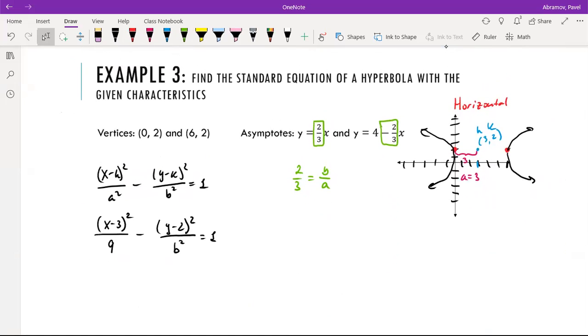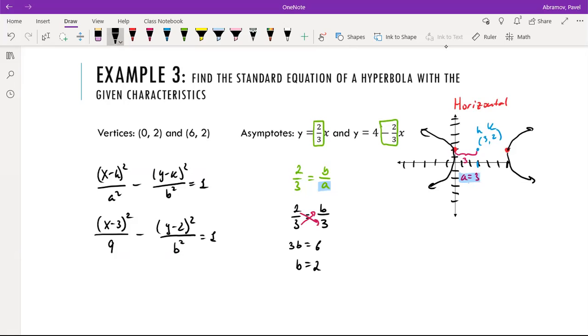Now, keep in mind, it does not necessarily mean that a is 3 and b is 2. This is the ratio of the two. It's not the actual values. So now, let's substitute the numbers that we know, and the number that we know is a. We know that a is equal to 3. So we'll have the proportion 2/3 is equal to b over 3. Now, from here, after we cross multiply and divide, we get 3b is equal to 6, so b is equal to 2.